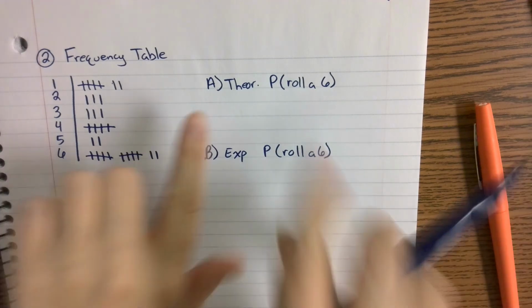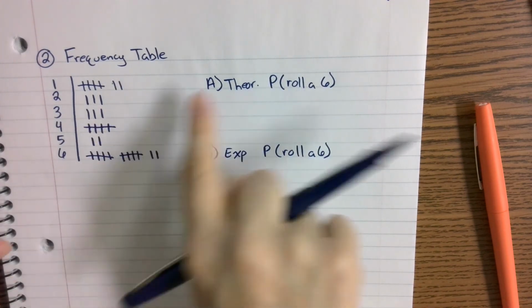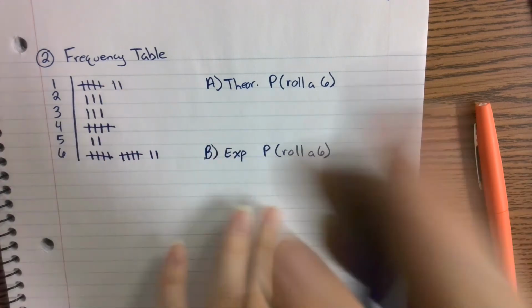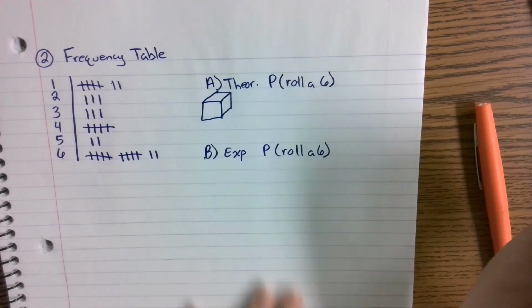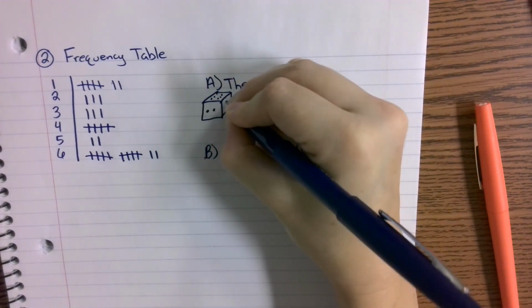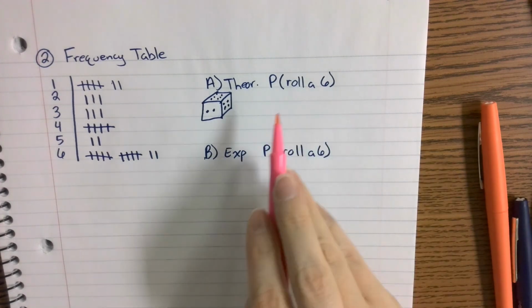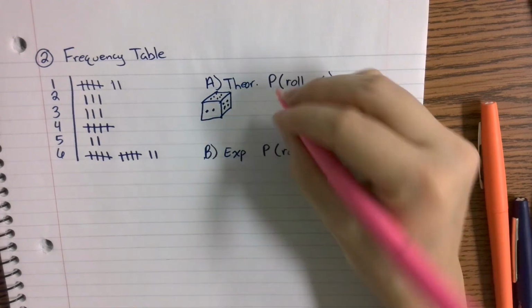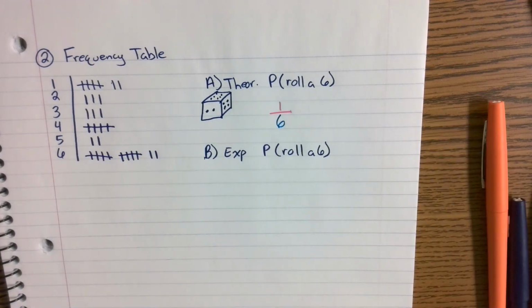So let's go ahead and first thing that we need to know is that with theoretical probability, are we looking at this table at all? No. When doing theoretical, we don't care about what's in this table of information. All we care about is an actual die. So we're thinking about the number cube, and we want the probability that we're going to roll a 6. How often does a 6 occur on a number cube? One time. So that's 1 out of how many possible outcomes? 6. So 1/6, or roughly about 17%. This comes out to 16.6 repeating percent.